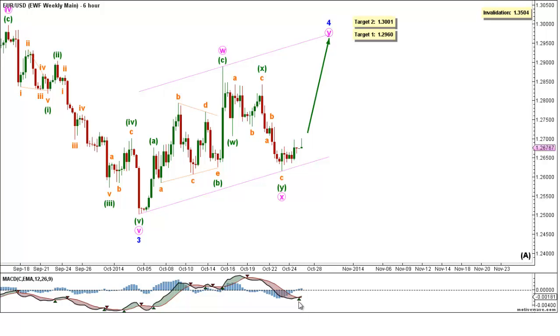At 1.2960, minor wave 4 would retrace 38.2% of minor wave 3, then at 1.3001, minute wave Y would reach 100% the length of minute wave W.